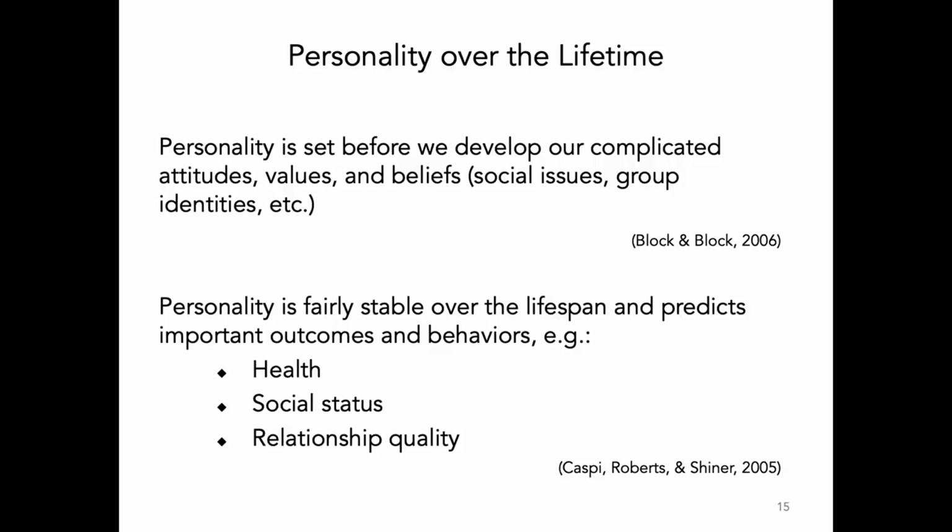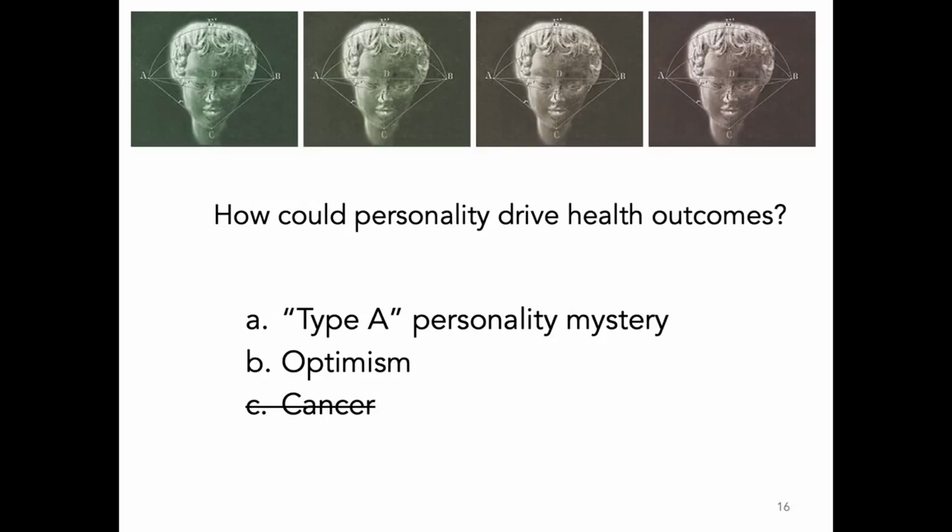And personality is fairly stable across the lifespan. I'll present more and more evidence for this later, but I'll just assert right now, personality can predict health outcomes, social status, income, relationship quality, lots of things that we care about, and that makes it worth studying. So let's talk about health in this little mini section of how personality could drive an important outcome that we all care about. And we'll talk about it in three parts. The first two, and then a very quick third one.